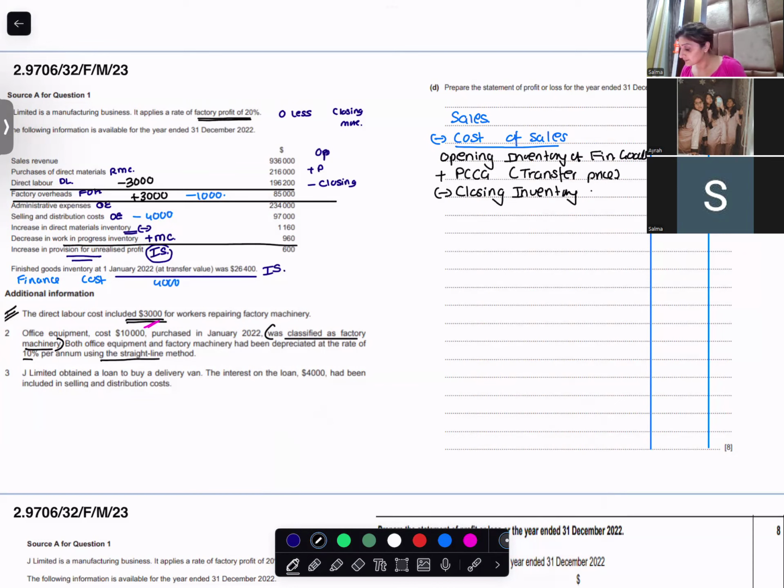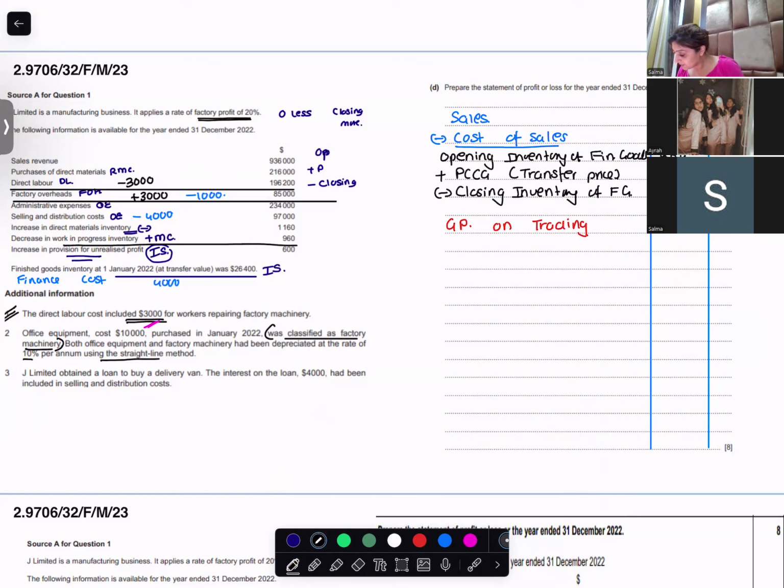So you will get gross profit on trading. Opening inventory of finished goods is 26,400. The production cost of completed goods at transfer value is 595,200. Now for the closing inventory of finished goods, you know your PCCG plus your factory profit gives you the transfer price.